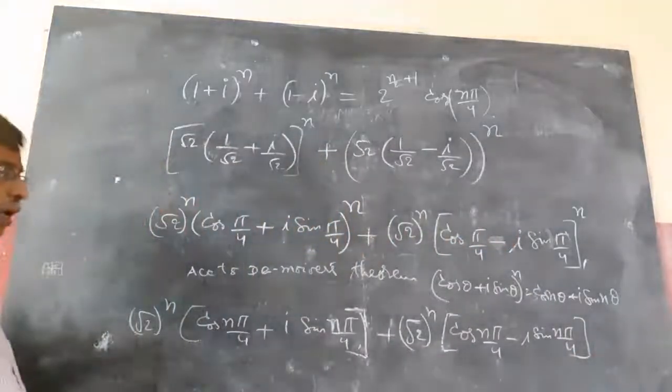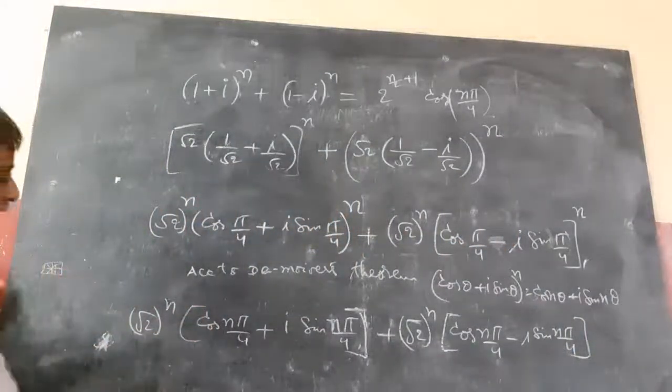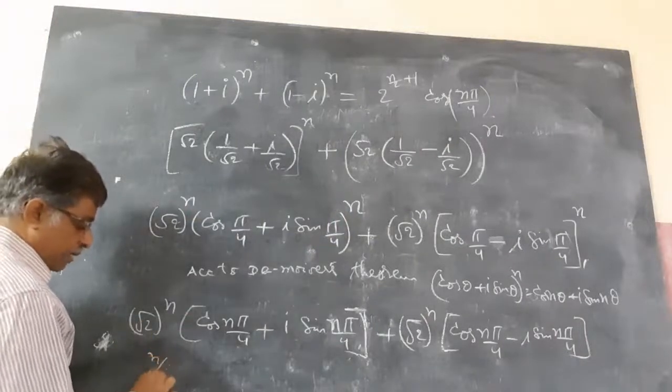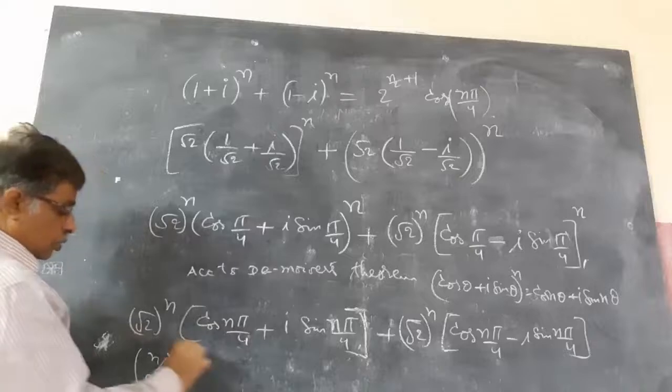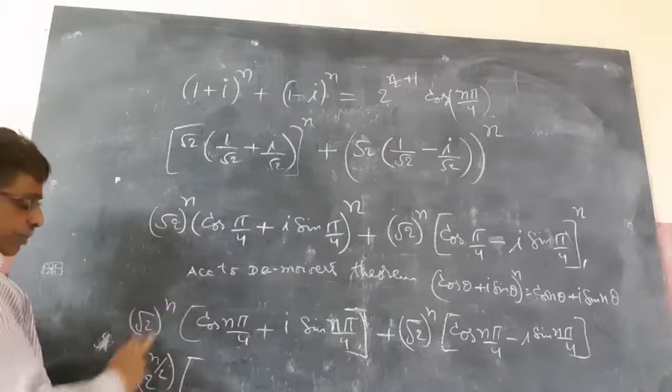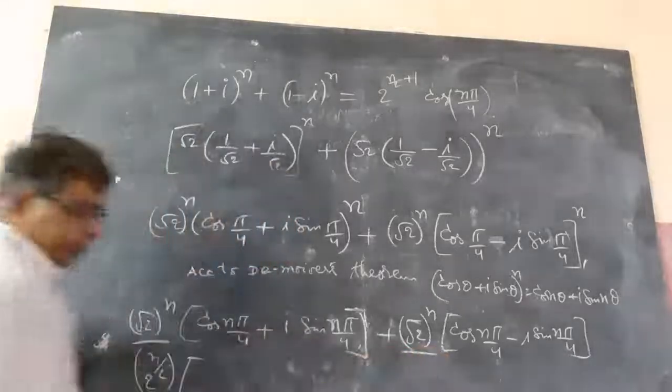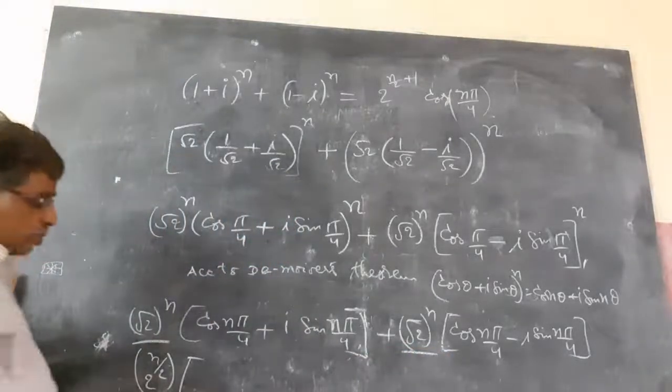Now if I take root 2 power n common from both, root 2 is 2 power 1 by 2, so 2 power n by 2 common from both. Root 2 means 2 power 1 by 2 whole power n becomes 2 power n by 2. Here also 2 power n by 2, here also 2 power n by 2. Both I am taking common.